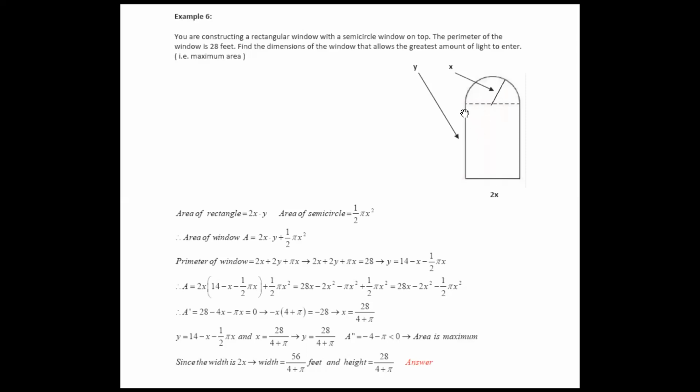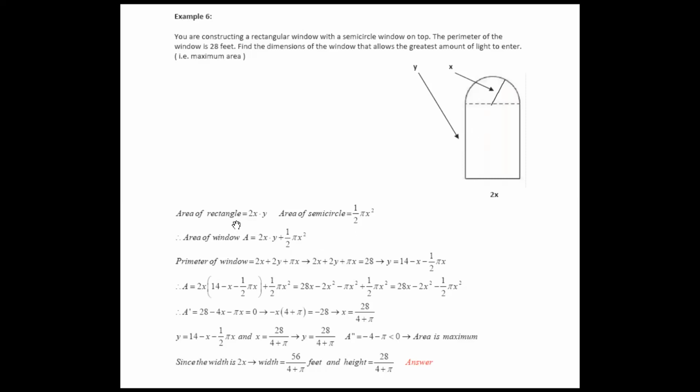Now, the area of the rectangle, from this drawing, would be length times width, which is 2X times Y. The area of a circle, remember, is pi r squared, so the area of this circle is pi x squared. But we have a semicircle, so that area is 1/2 pi x squared. Now, what we're interested in is maximizing the entire area.